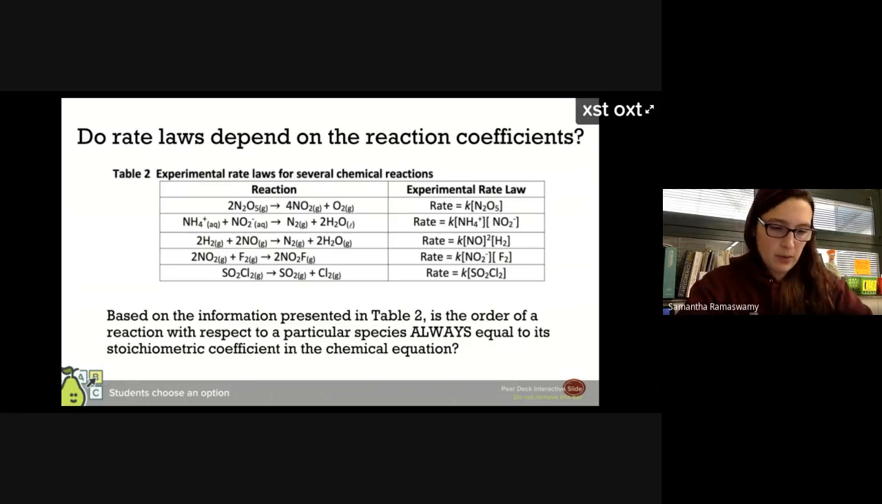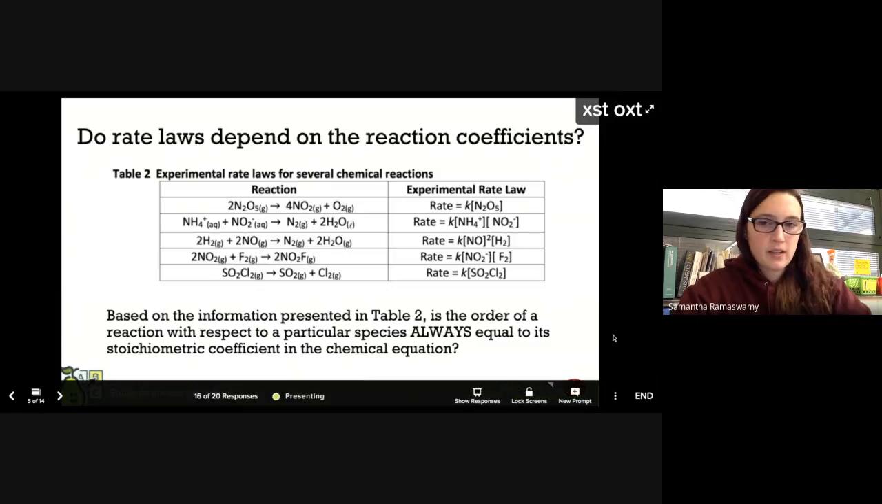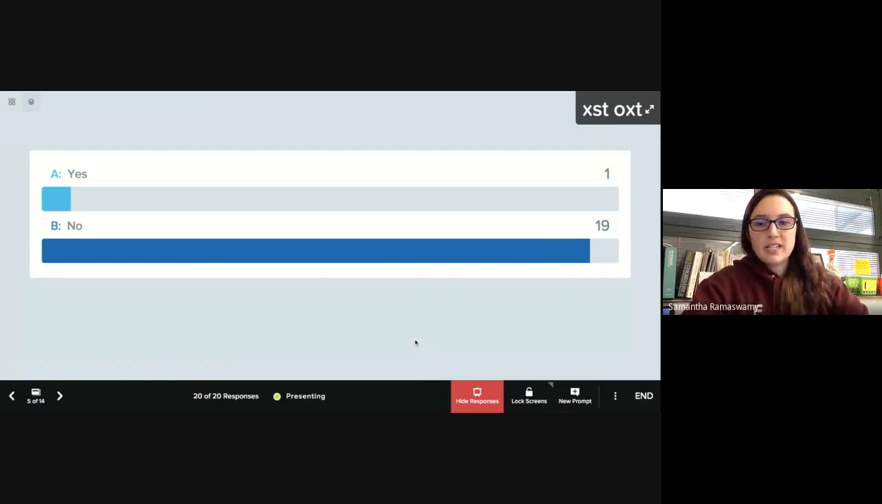Good, I see a lot of people answering this question. So again, just do a double check. If you look at even the first reaction, N2O5 is first order in the rate law. Does that match the coefficient in the reaction? All right, so a majority said no. Right, so no is the correct answer.